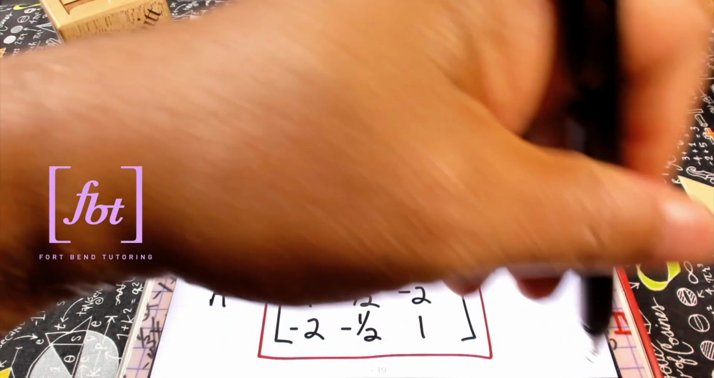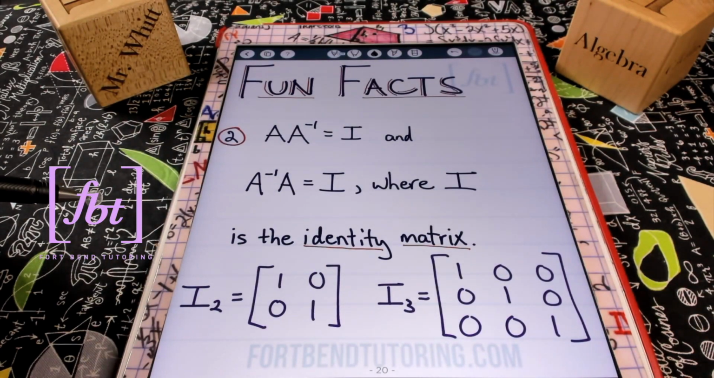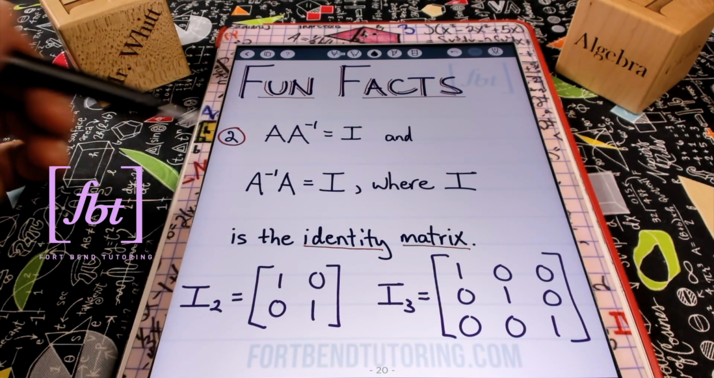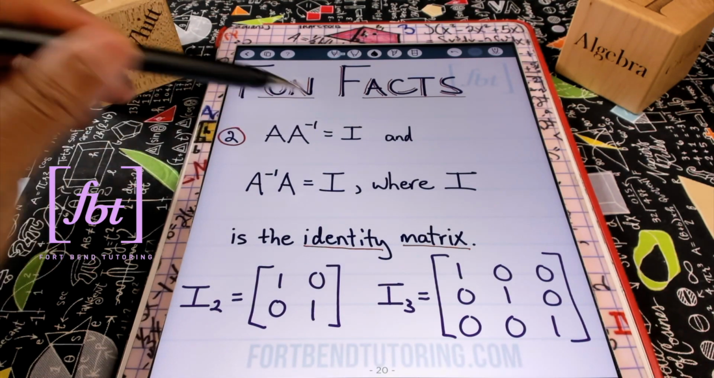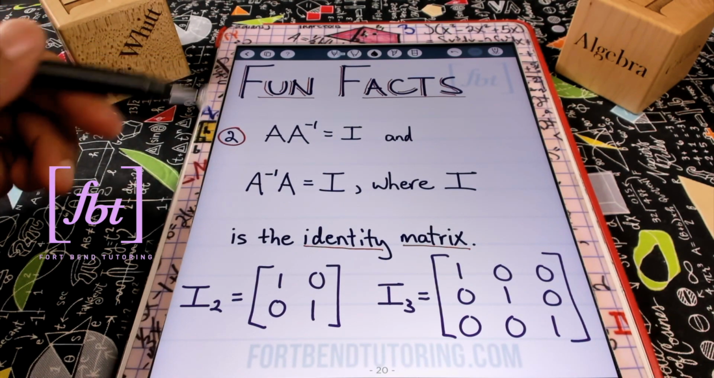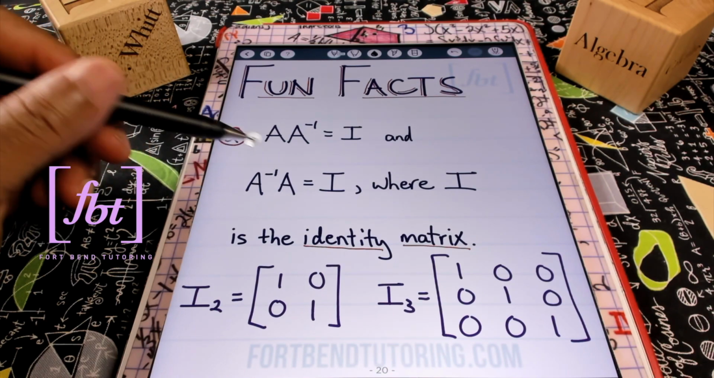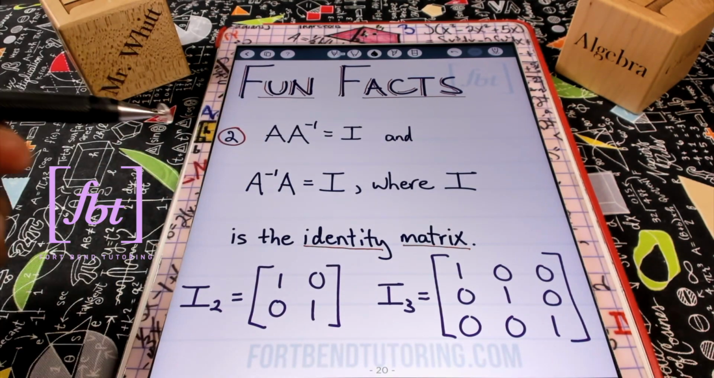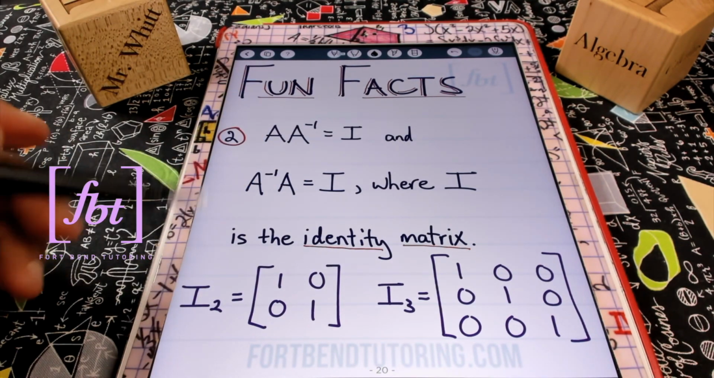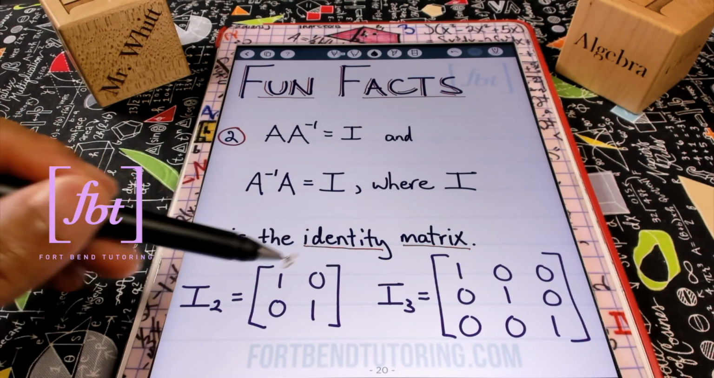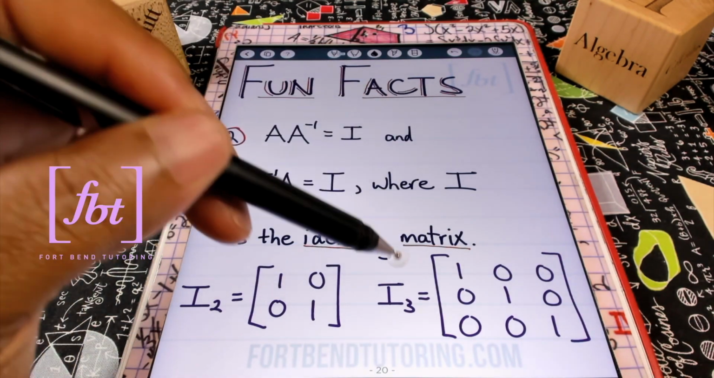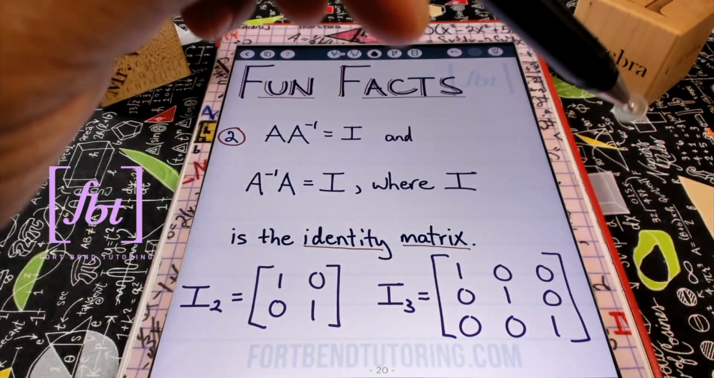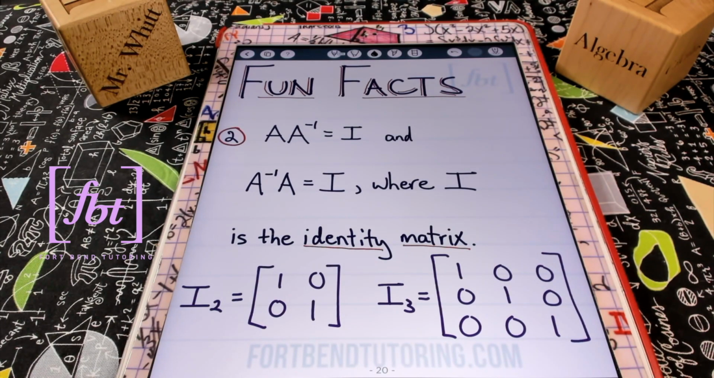All right, party people, let's keep it moving. We have another fun fact for you, and that is if matrix A and its inverse are multiplied together, the end result is the identity matrix. And if the inverse of matrix A is multiplied by matrix A, it is also equal to the identity matrix, where the identity matrix, by the way, should be familiar to you, and it's commonly written as, if it's a 2x2 matrix, 1, 0, 0, 1, or the identity matrix of a 3x3 matrix is 1, 0, 0, 0, 1, 0, 0, 0, 1. So that's fun fact number 2.